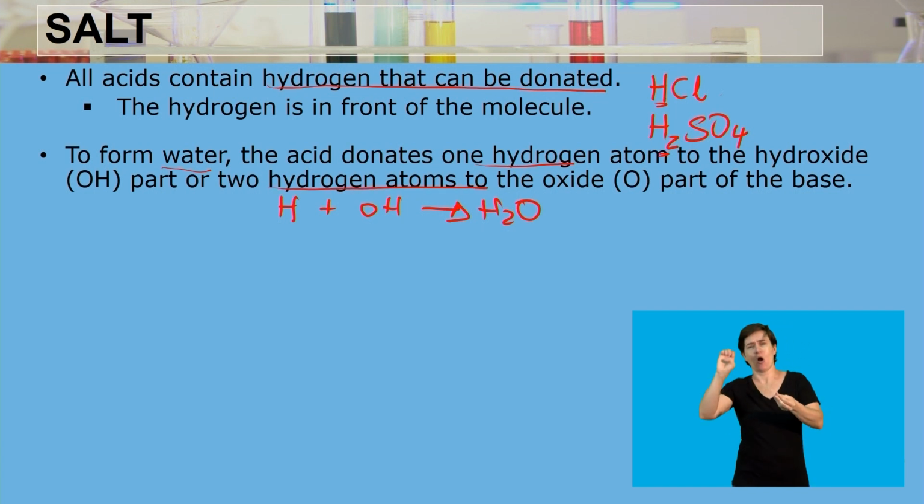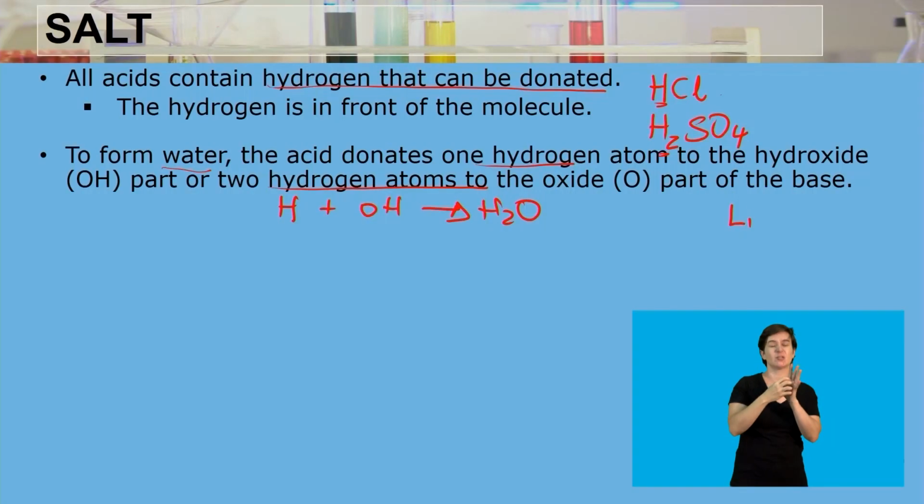So when can it donate the two hydrogen atoms? When the acid is reacting with a metal oxide, not a metal hydroxide, because with a metal oxide there is no hydrogen, there's no OH. We can think of an example, lithium oxide. That's one of our metal oxides.